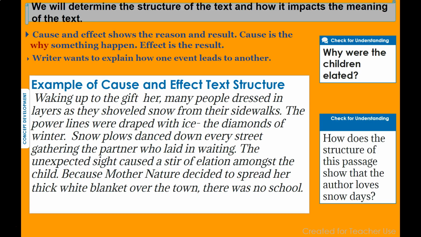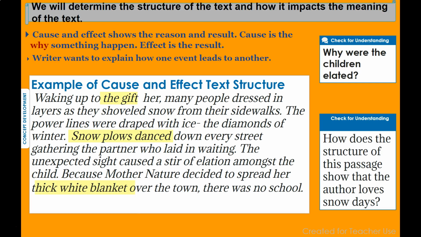All righty. Cause and effect. Cause and effect has to do with the reasons and the result. Cause is the why something happened. Effect is the result. The effect is the result. All righty. So when an author does this, he wants to explain how one event affects or creates another event.